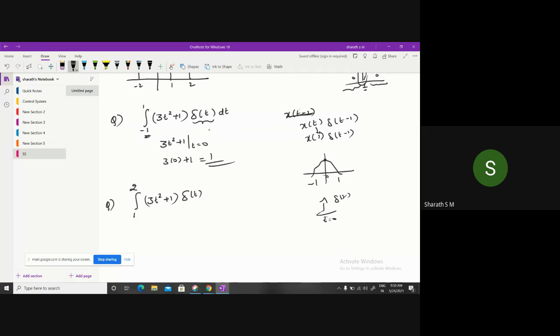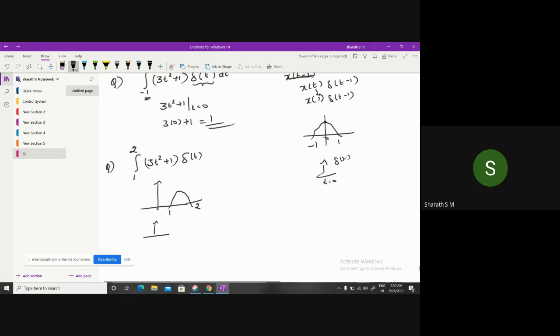Now the given signal is from 1 to 2. So I'm just going to write down one random signal, a signal from 1 to 2, that we are going to multiply with delta of t, where t is equal to 0. If you multiply these two, is it possible to pick any amplitude level in this signal?